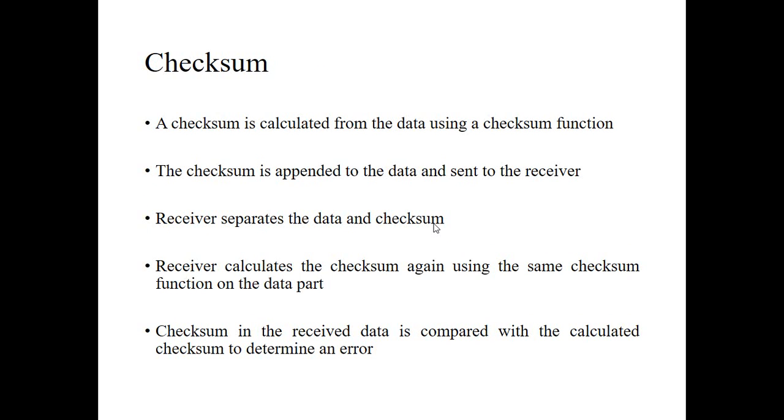The first error detection scheme that we are going to look at is checksum. In this scheme, a checksum function is applied on the data to calculate the checksum, which is then appended to the data when transmitted over the channel. At the receiver end, the data and checksum are separated, and the checksum polynomial function is once again applied on the data part to see if the calculated checksum matches the one sent by the transmitter. If they are different, it indicates an error has occurred during transmission.